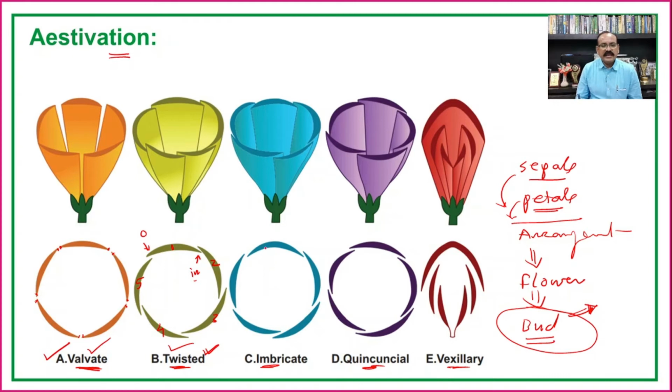But in imbricate, this petal is completely inner and this petal is completely outer, while this one is alternate, this one is also alternate and this one is also alternate, that is, one side is present outside and another side is present inside. So such a condition in which one petal is completely inner and one petal is completely outer, then the estivation is known as imbricate.